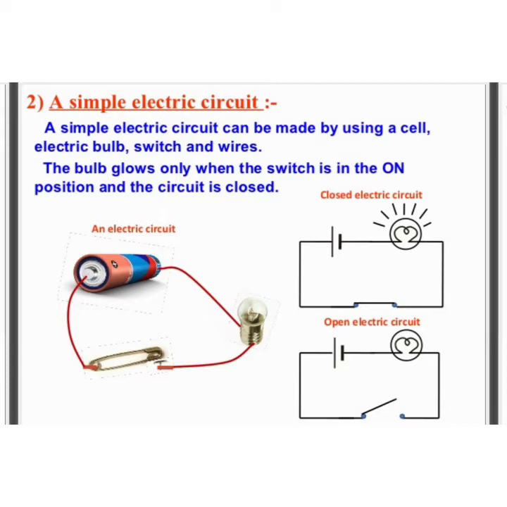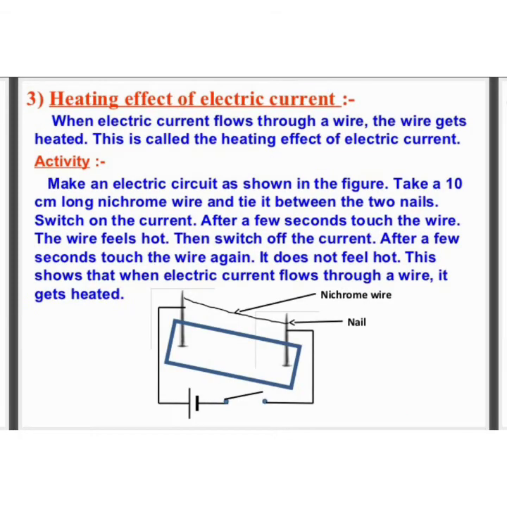Now, when these three are held in connection and when we switch on, the energy from the cell flows through and hence the bulb shines. When we switch off, the connectivity gets interrupted, so there is no connectivity and hence the bulb will remain off. So this is how a simple electric circuit is constructed.